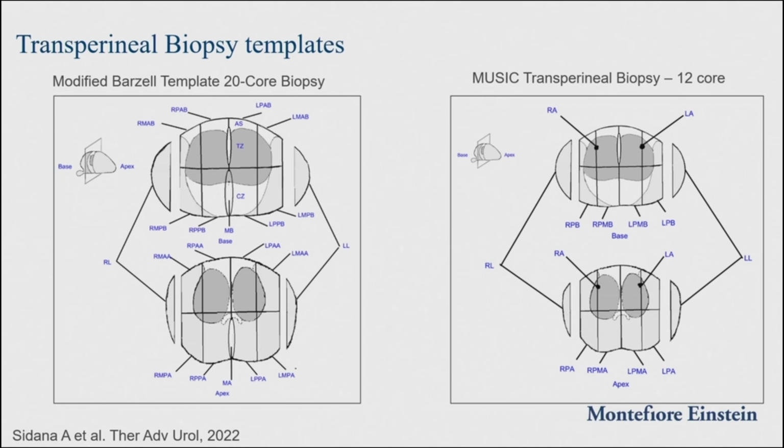There is also the modified Barzell template, which is up to 20 cores. And where I think this can come in handy is if you have a very large prostate. The B here is for base and the A is for apex. You are sampling the base and the apex separately so that you're getting adequate sampling of both halves of the prostate.